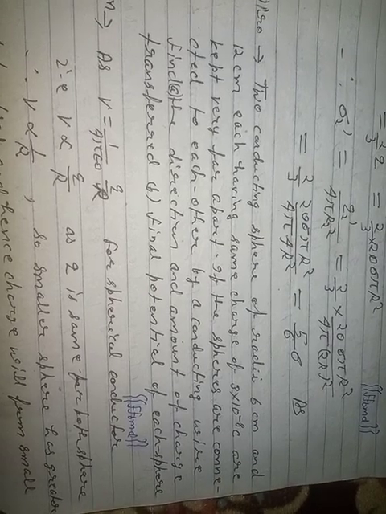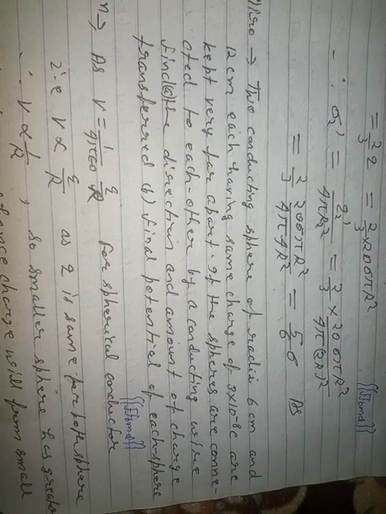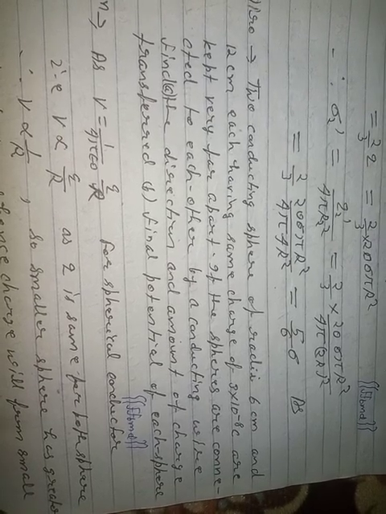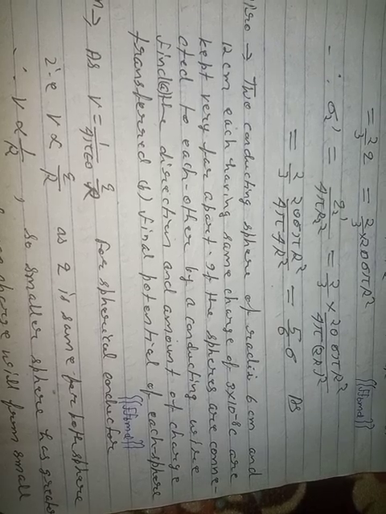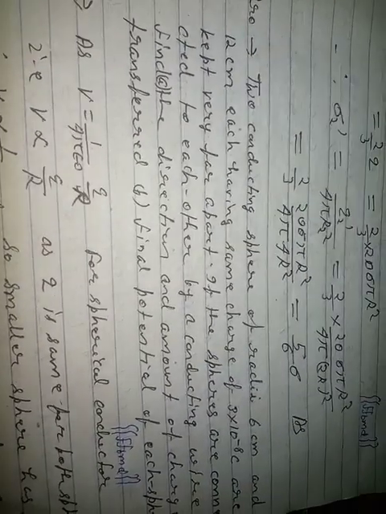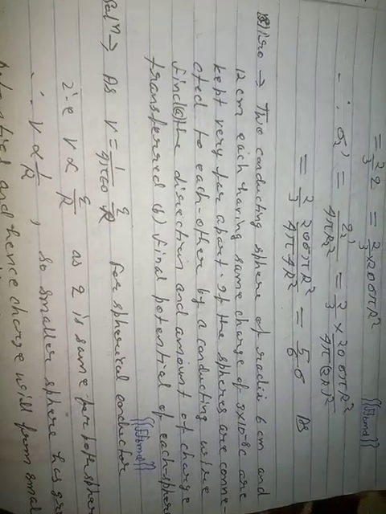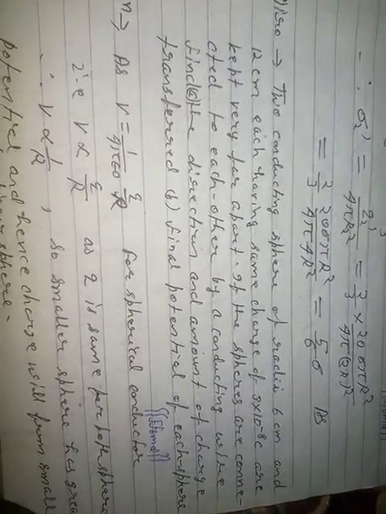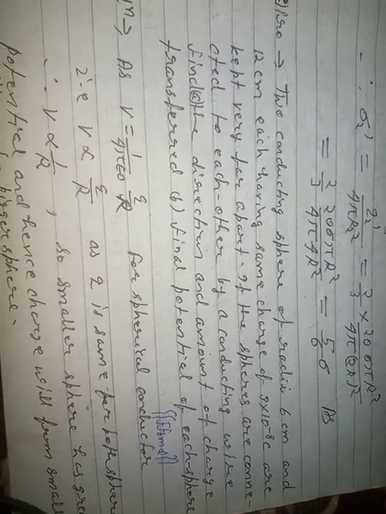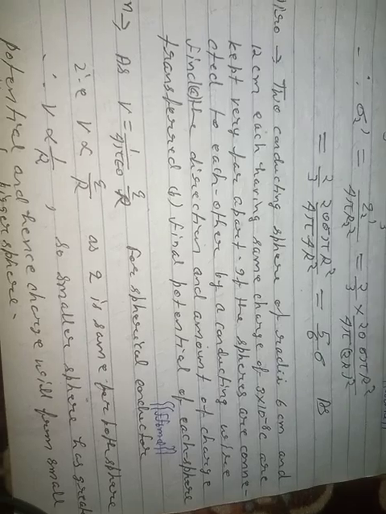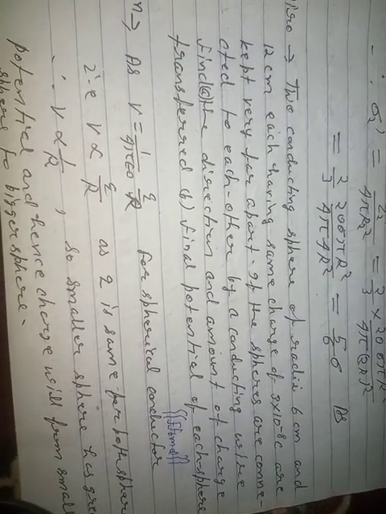Two conducting spheres of radius 6 cm and 12 cm, each having the same charge of 3 into 10 to the power minus 8 coulomb, are kept very far apart. If the spheres are connected to each other by a conducting wire, find A, the direction and amount of charge transferred, B, the final potential of each sphere.